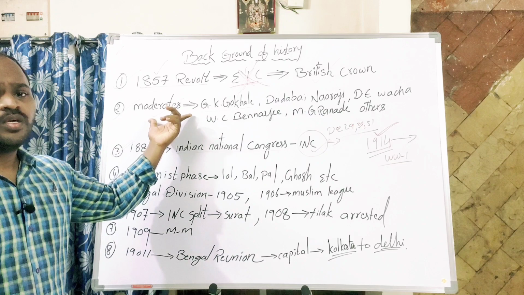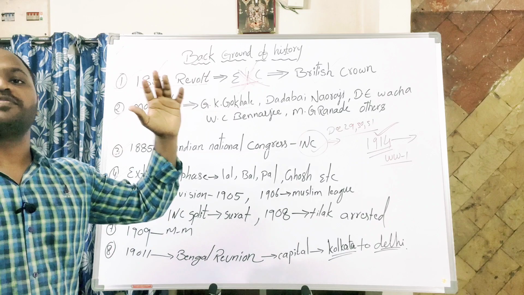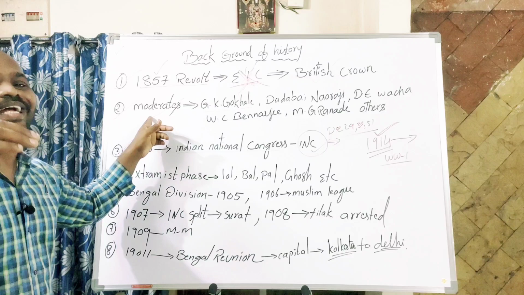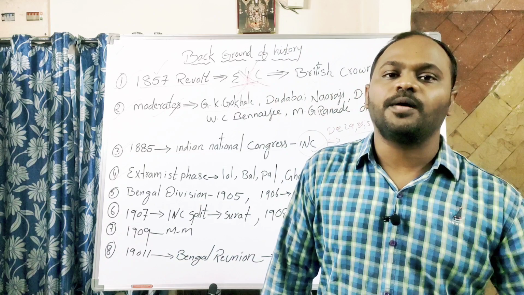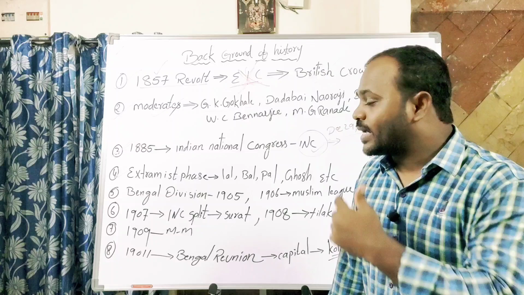Obviously, what will happen? Some of the persons took up arms. Some of the persons did not believe in the moderates' kind of struggle, that is, pleasing, petitions and all. And some of the persons said that we have to fight with the Britishers. We have to beat the Britishers. We have to rob the Britishers' properties and weapons and all. And they became somewhat violent in nature.